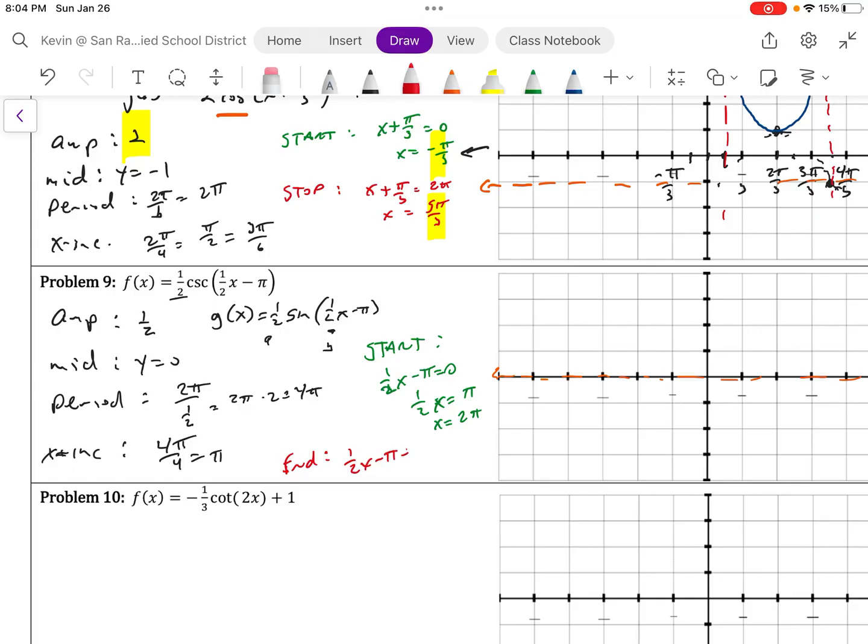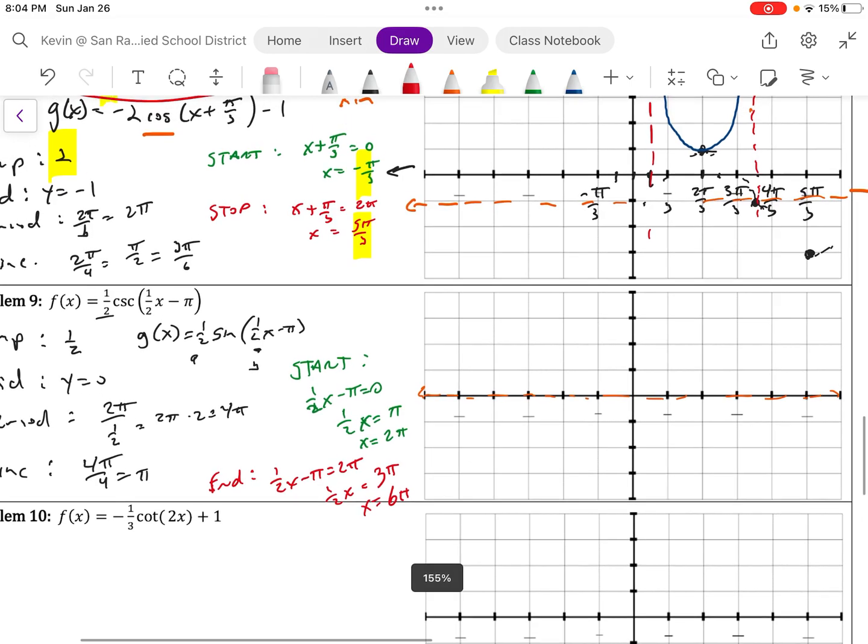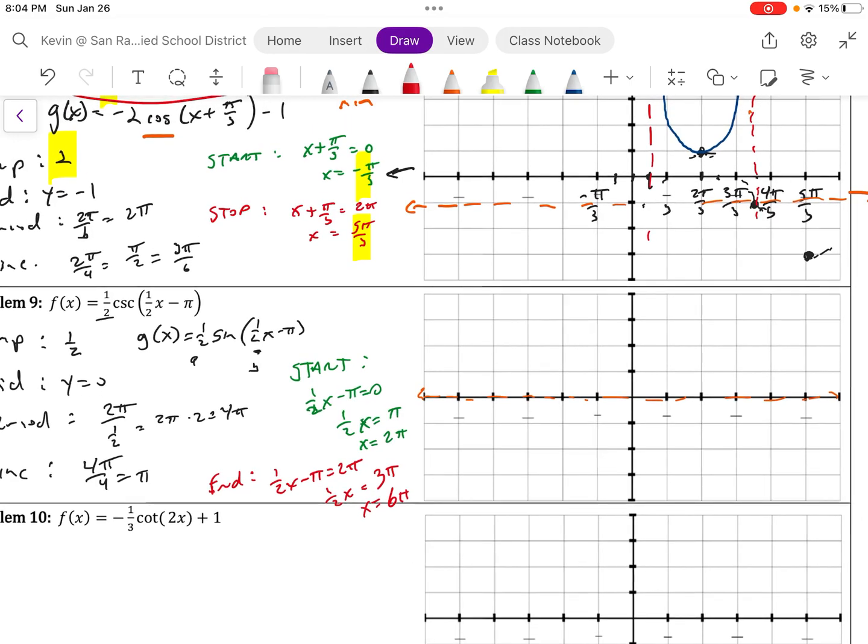And then my end, 1/2 x minus pi equals 2 pi. 1/2 x equals 3 pi. So x equals 6 pi. All right. So here's what we're doing.